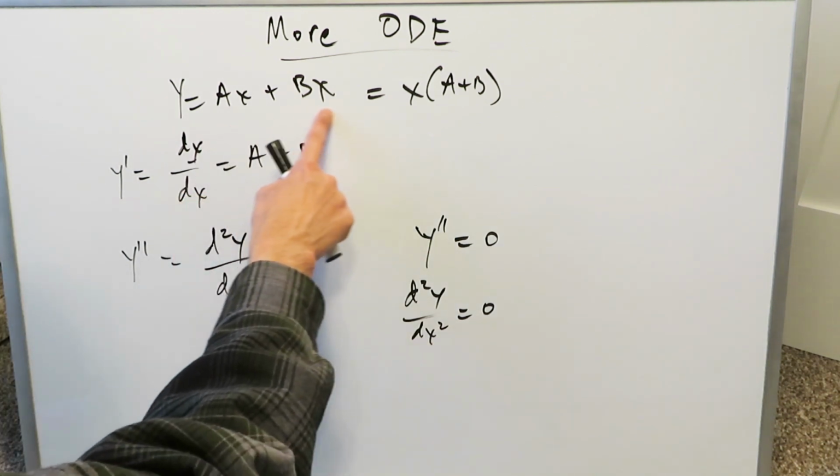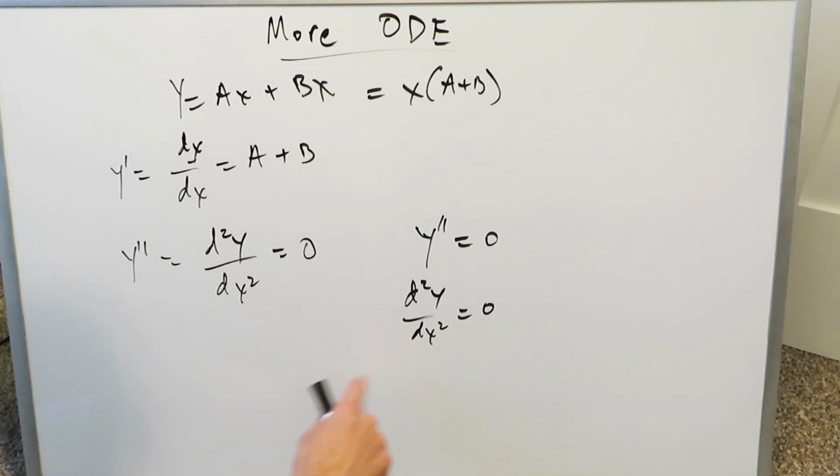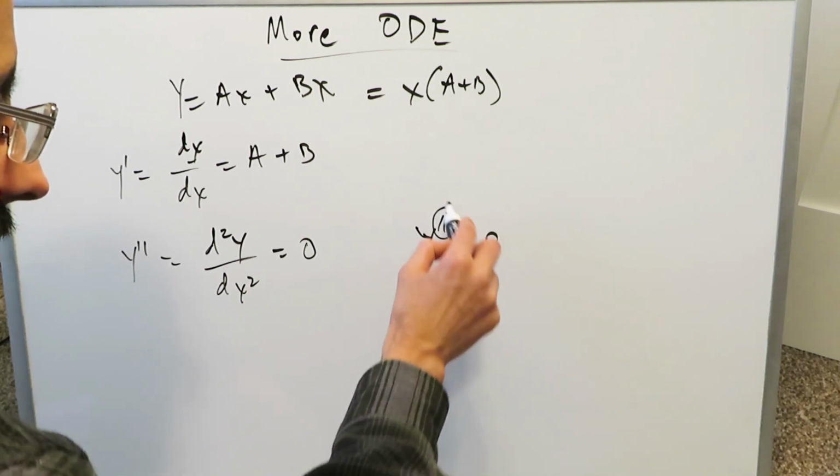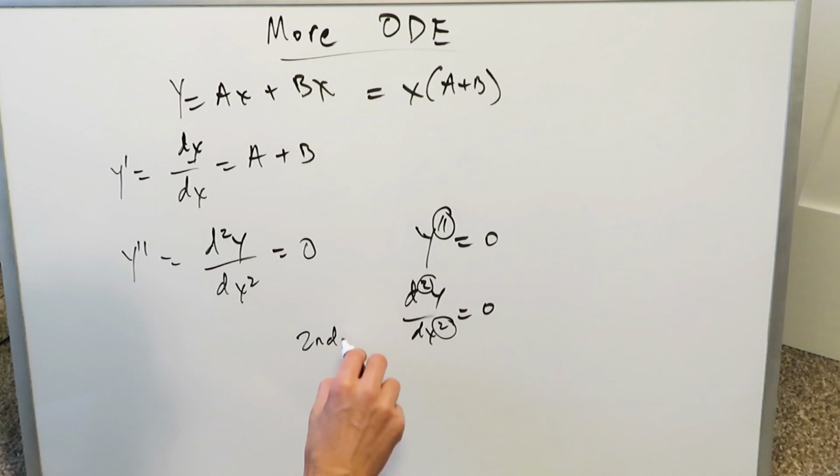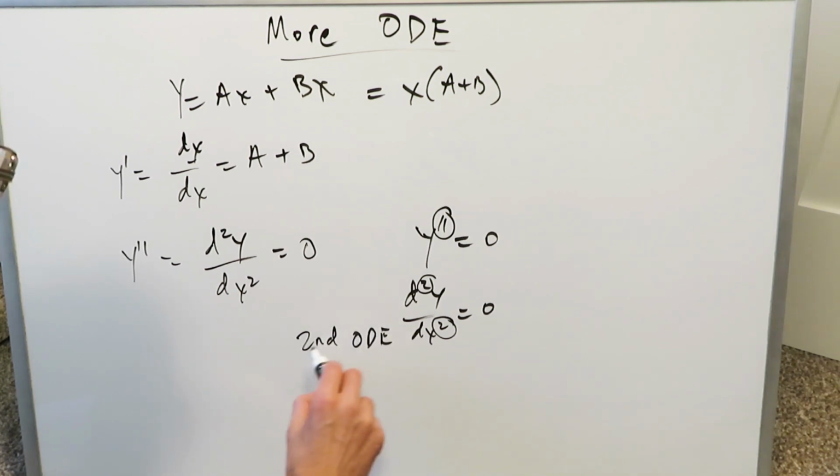This here is a second order differential equation because it came from an expression with 2 constants. And how can you tell it's second order? Because of this right here, or the presence of these 2's. It's a second order differential equation. That's exactly what it is.